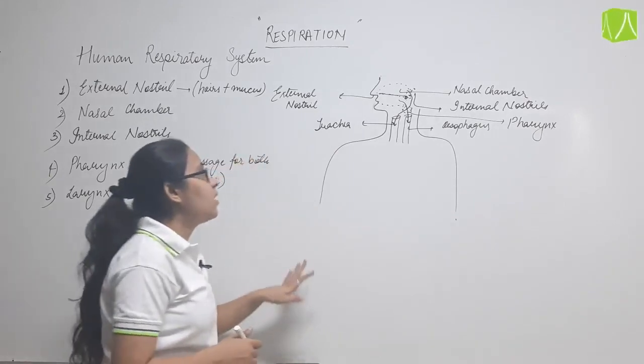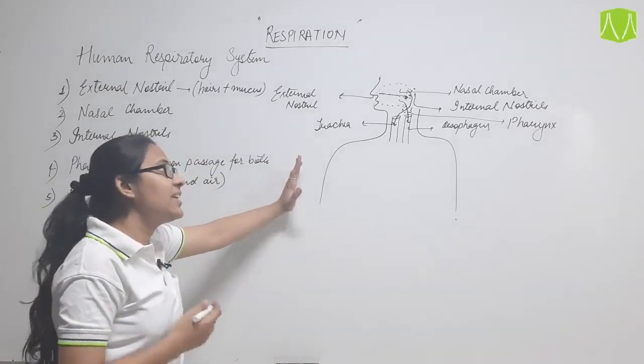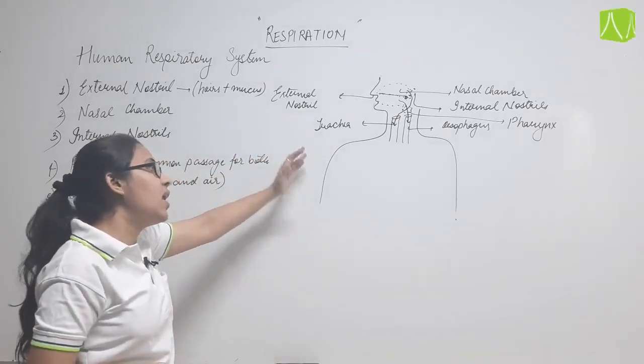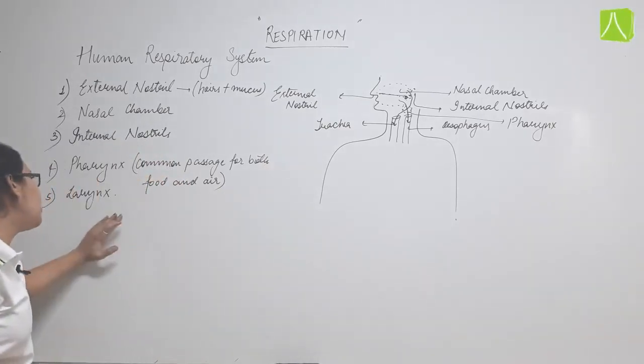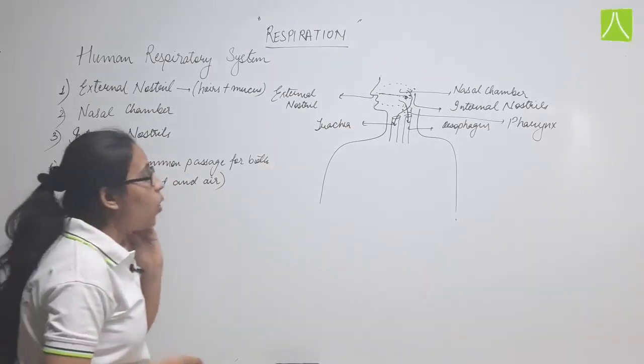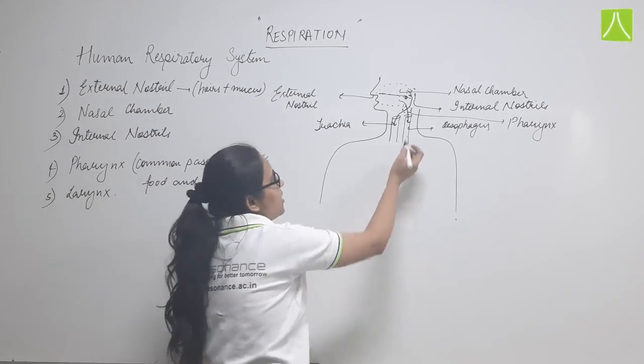So this is about the nostrils, external as well as internal, then pharynx. Now after pharynx, what we have to study is larynx. Now what is larynx? Larynx is basically this part.